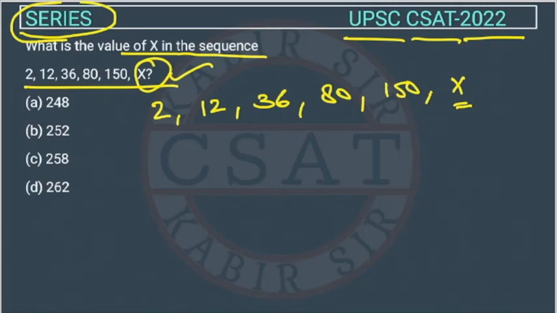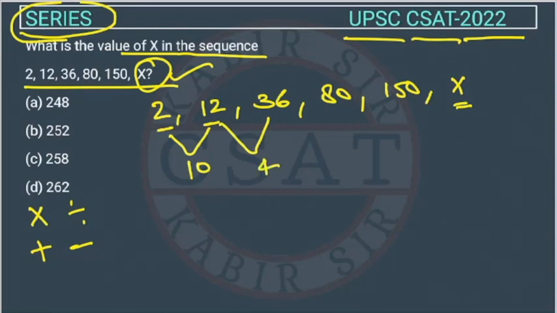Normally the relationships are in the form of multiplication, division, some addition or some subtraction. See, the first term is 2, the second is 12. What's the difference here? The difference is 10. Now what's the difference between the second and third? The difference is 24. Now we will similarly find the differences of the next terms. The difference is 44. Similarly here, the difference is 70.